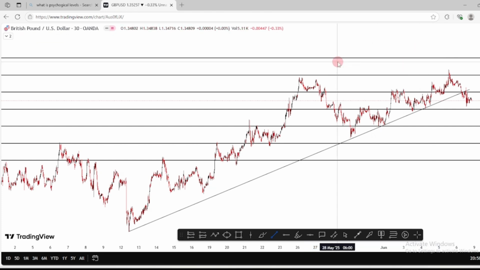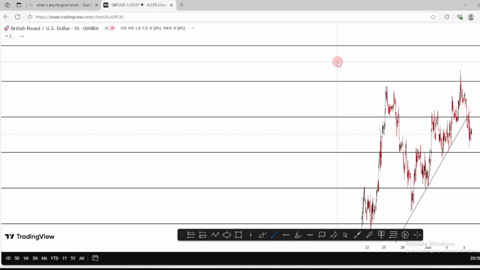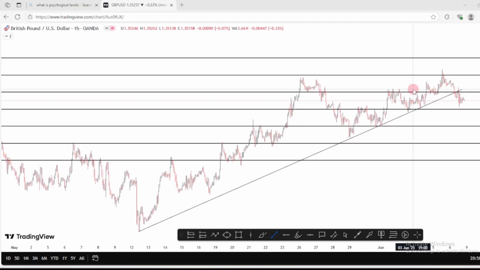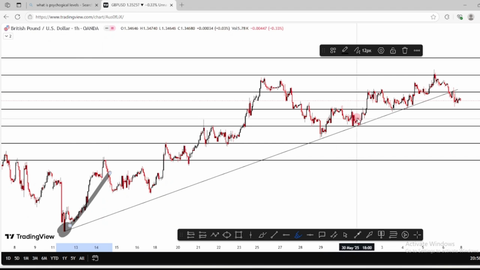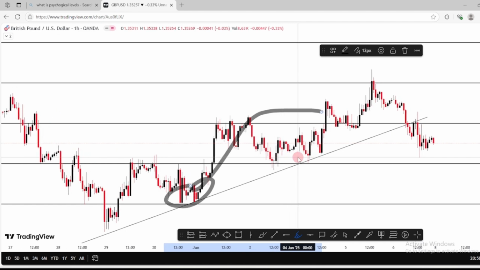All right, so now let me go to the 1 hour to make the picture clear. All right, so now you can see this is the trend line, and look at the reaction of price around here. Price reacted around here, pushed to the upside. Another reaction around here, pushed to the upside. Anywhere there's a reaction around there, there's also a psychological level.